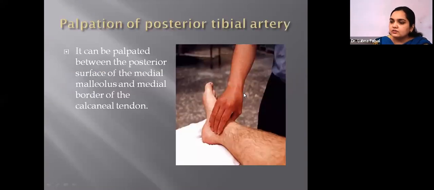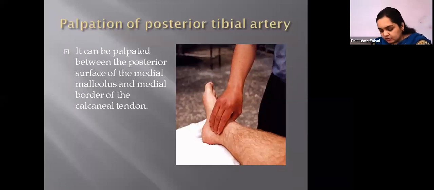Now the clinical correlation: you can feel pulsation of the posterior tibial artery just behind the medial malleolus, at the posterior inferior part. It can be palpated between the posterior surface of the medial malleolus and the posterior border of the calcaneal tendon. You can easily feel the pulsation of the posterior tibial artery there.